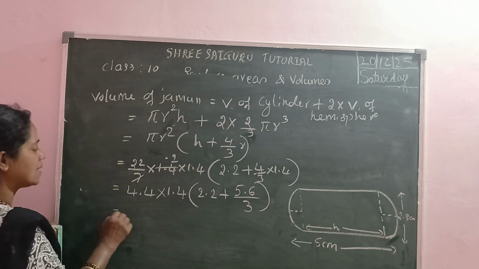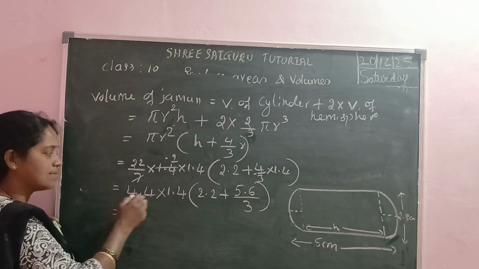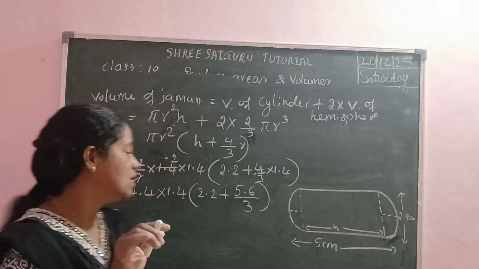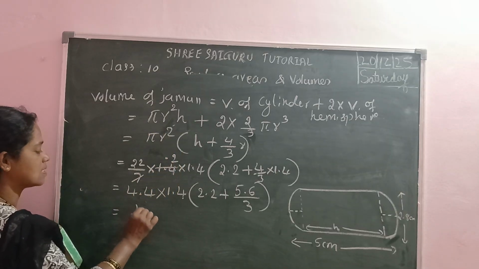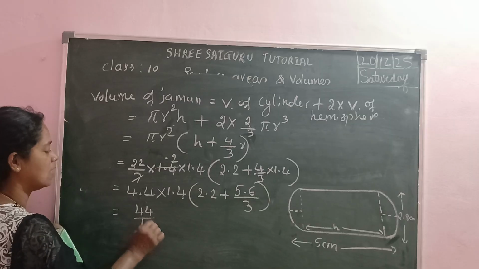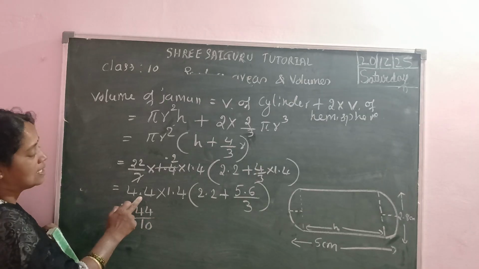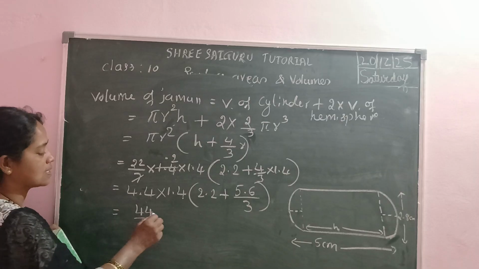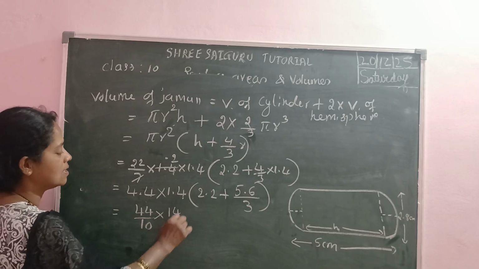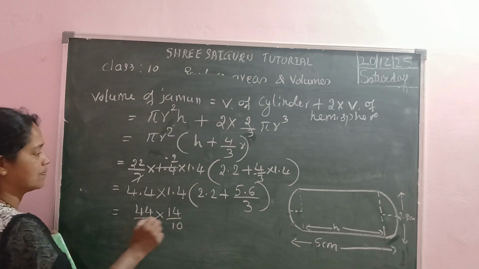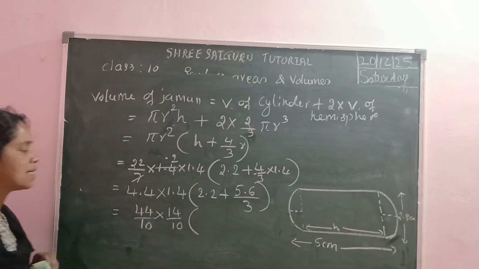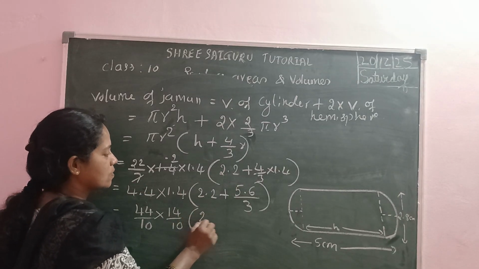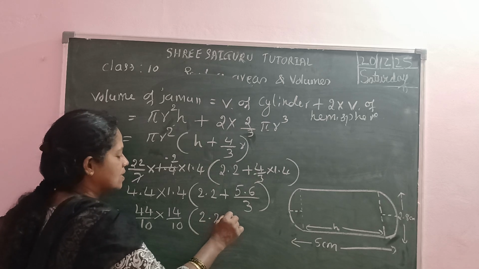Then what I do here, I will not multiply, I will convert these two decimal numbers into fractions. That is 44 divided by 10. How did 10 come here? Because it has one decimal place here, so the denominator is 10. Then here also 40 divided by 10, then here 2.2, I will keep it like this only, no need.